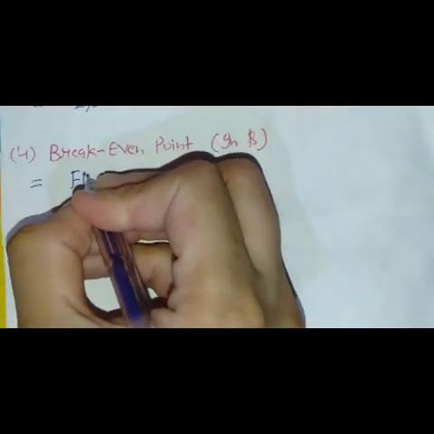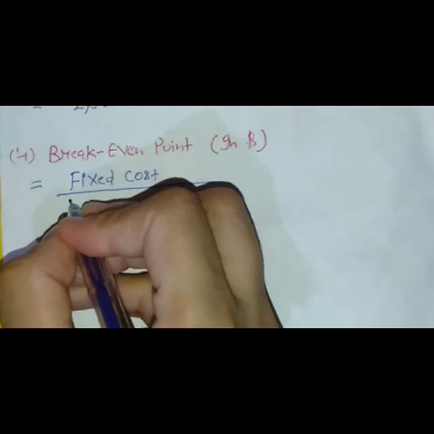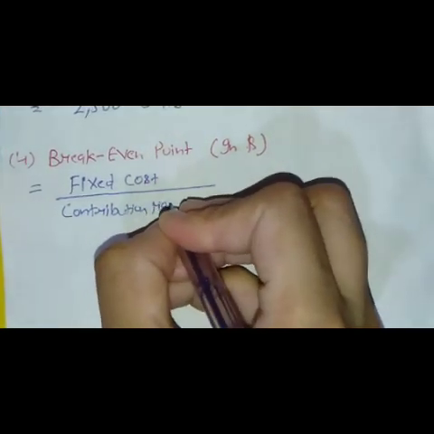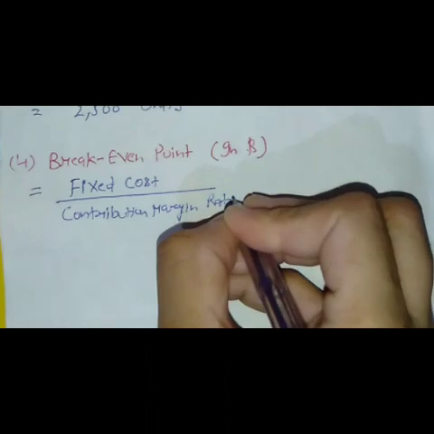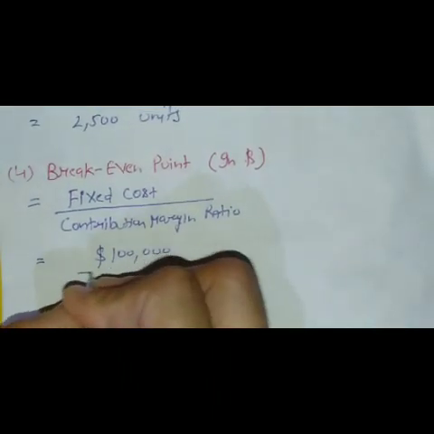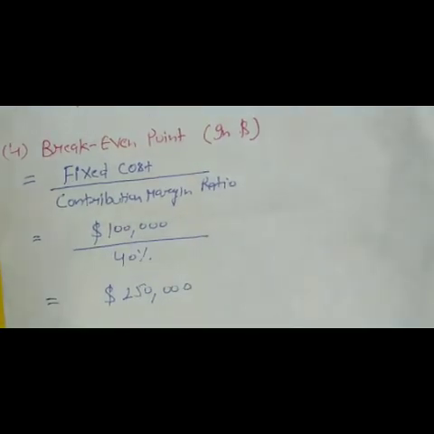Now, we will calculate break-even point in dollars. It is really simple. You just need to divide fixed cost by contribution margin ratio. Fixed cost is $1 lakh. Contribution margin ratio is 40%. Therefore, the break-even point in dollars will be $2,50,000.